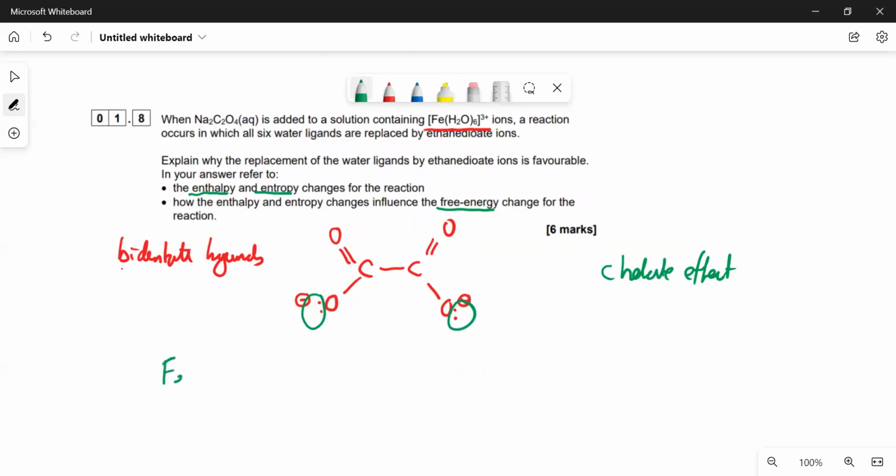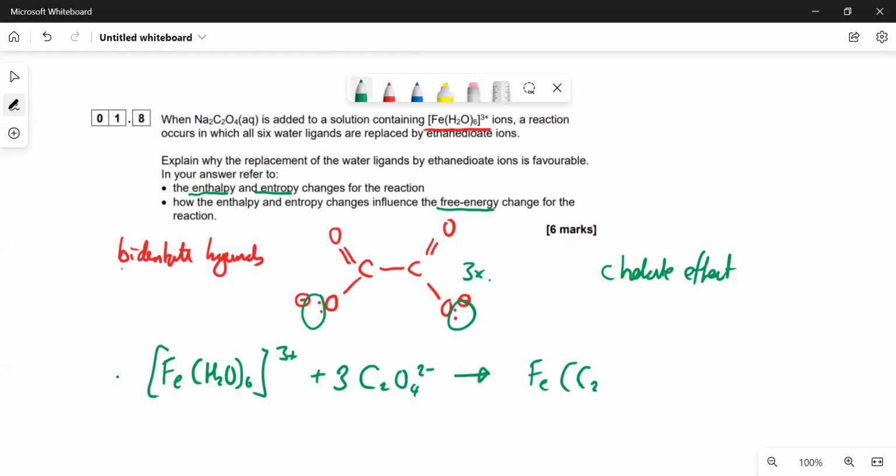So we start off with Fe(H2O)6 3+. Now, because this is bidentate, the ethane dioate, we only need 3 of these ligands to form 6 dative bonds. So we want 3 of those. When they replace all the water ligands, you're going to have that. 3 of those. What's the charge on that going to be? Well, it's going to be 3-, isn't it? Because you've got a total of 6-, because each ethane dioate ion has 2- charge, and the iron is +3. So that's going to be 3- as the charge on the complex. And don't forget what happens to all those water molecules that were ligands, they come off. 6 of them, and that's really important.